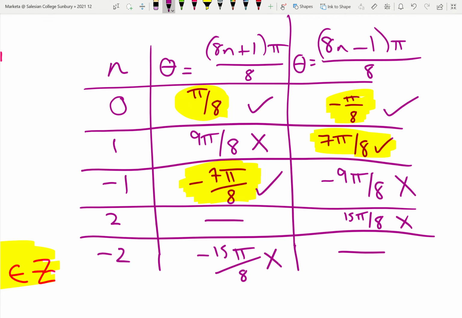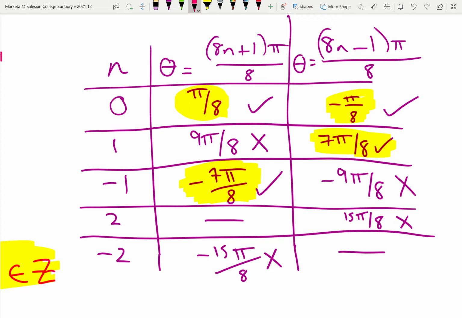So once you've got a cross for a positive number, then you wouldn't be going further with positive numbers. Once you've got a cross for a negative number, you wouldn't be going further with negative numbers for that equation. And the same thing on the other side. So once you get the cross for positive, don't do more positives. Once you get the cross for negative, you don't do more negatives. So our solutions within the domain would be those 4 there.